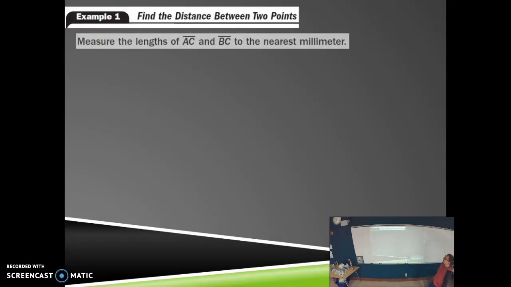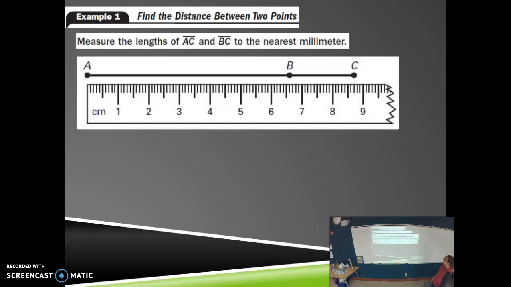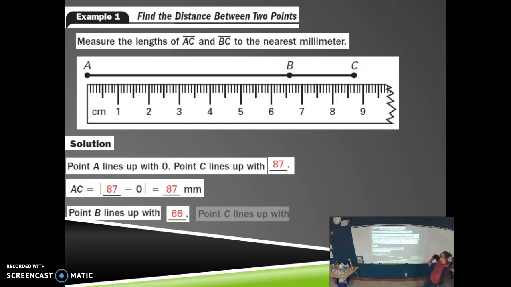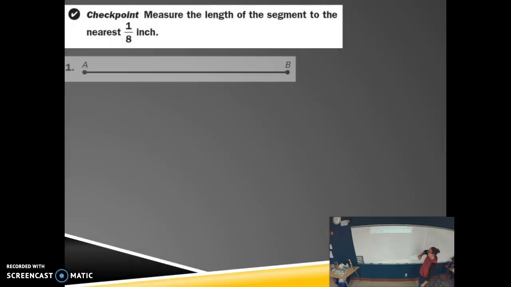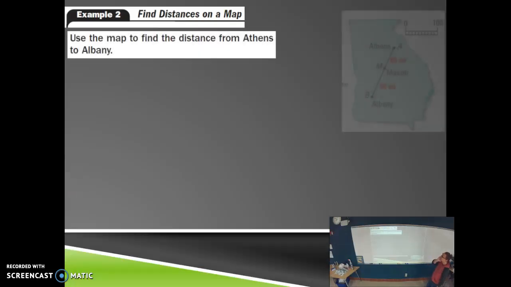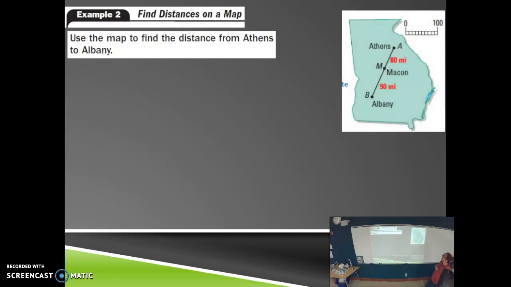Find the distance between 2 points. We are not going to spend a bunch of time with rulers in this class, so we're actually going to skip over this. Again, measurements that we skip. Here we go, distances on a map.